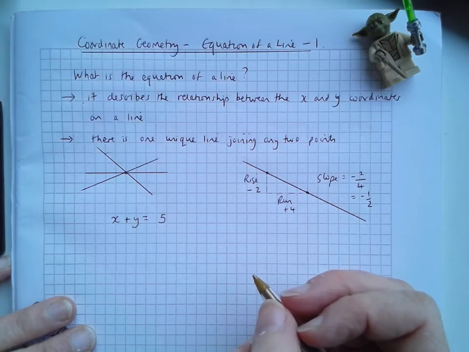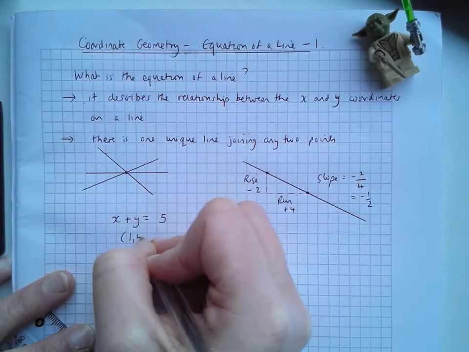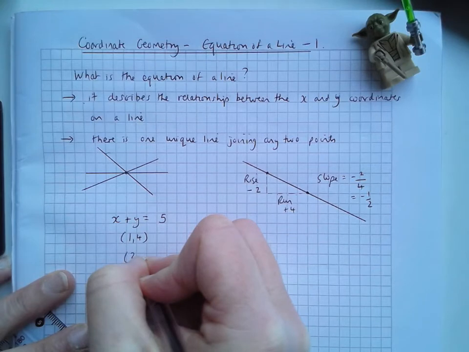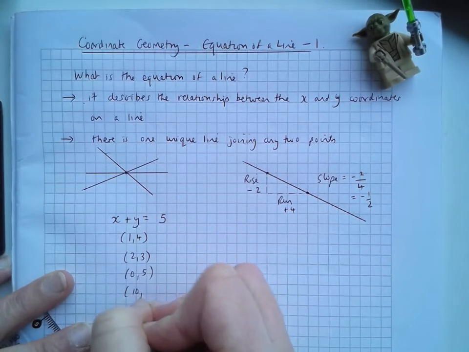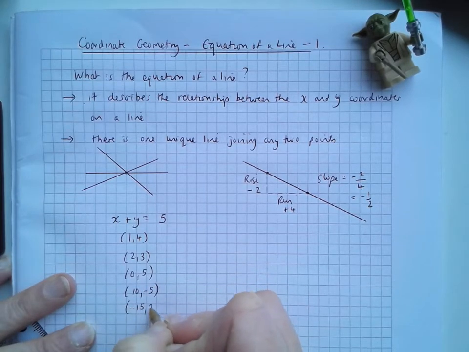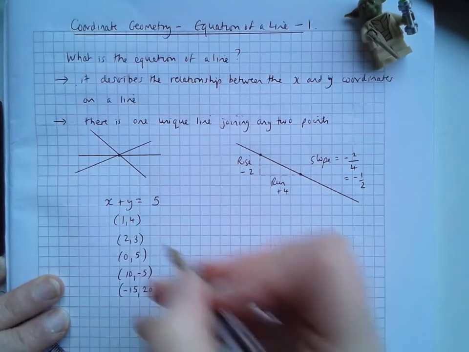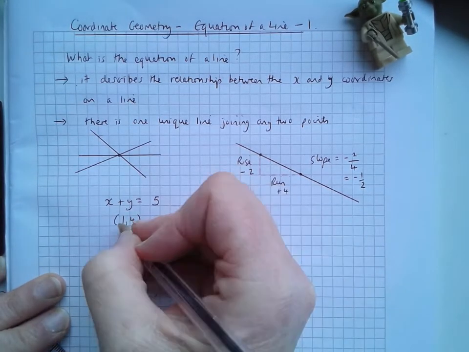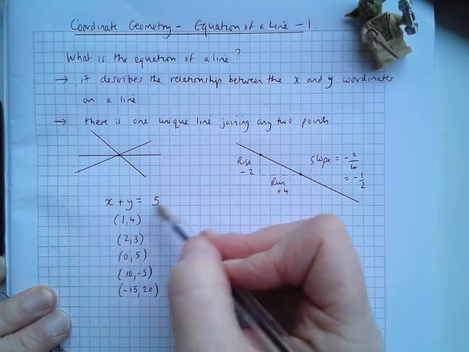Okay, so here are my answers. Maybe they'll compare with yours. I know (1, 4) is on that line. I know (2, 3) is on that line. I know (0, 5), (10, -5), and (-15, 20) are on that line. How do I know those points are on that line? Because if I add the x and the y, I get 5. That's what the equation is telling me: add the x to the y and you'll get 5.